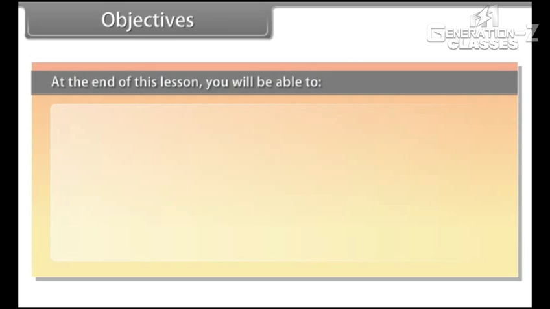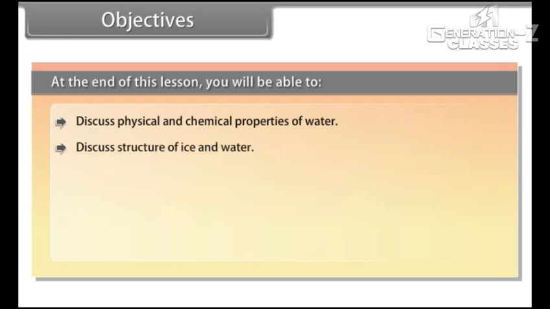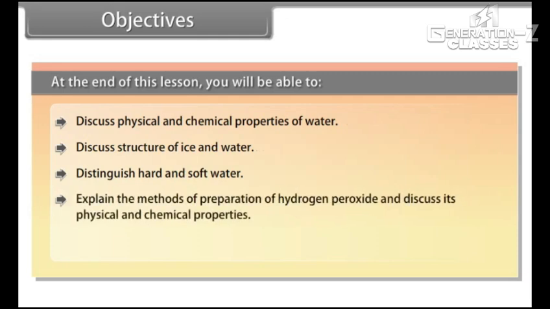Objectives. At the end of this lesson, you will be able to discuss physical and chemical properties of water, discuss structure of ice and water, distinguish hard and soft water, explain the methods of preparation of hydrogen peroxide and discuss its physical and chemical properties, define heavy water and discuss dihydrogen as a fuel.